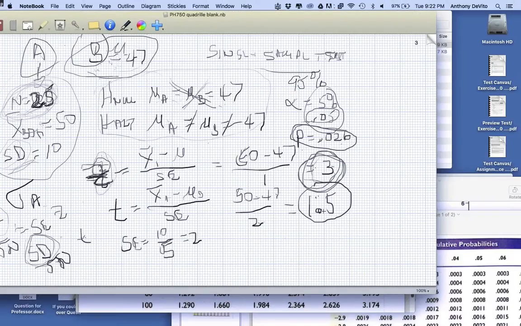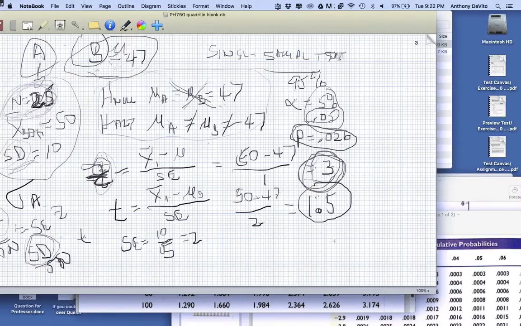Can I reject the null hypothesis? No, can't reject it, right? So I say I fail to reject the null hypothesis. Can I say I accept the null hypothesis?